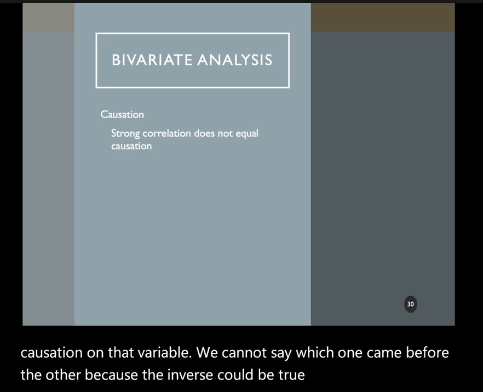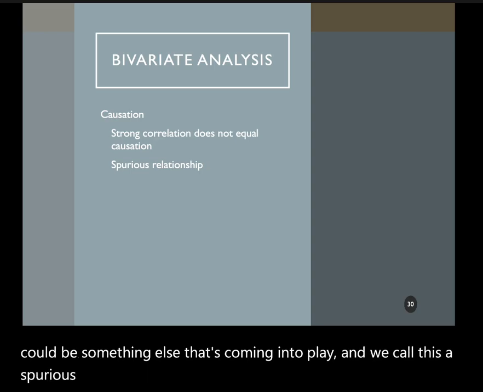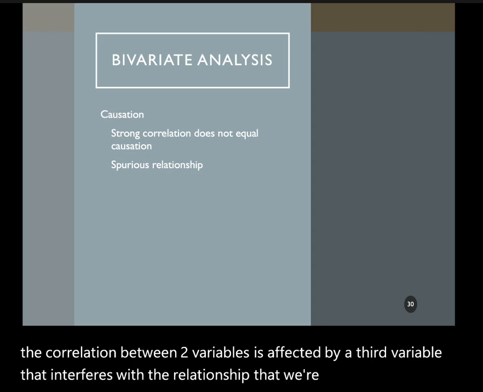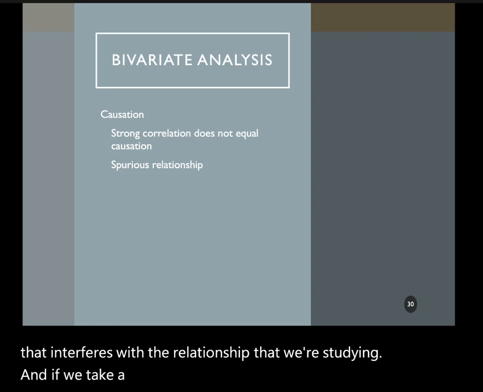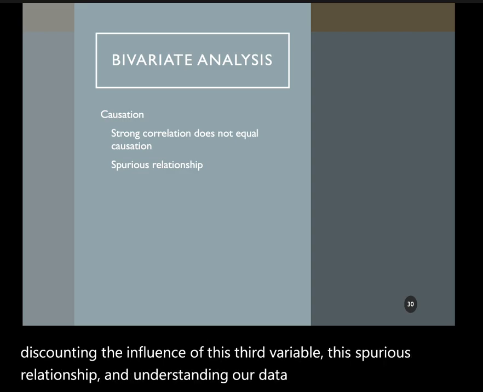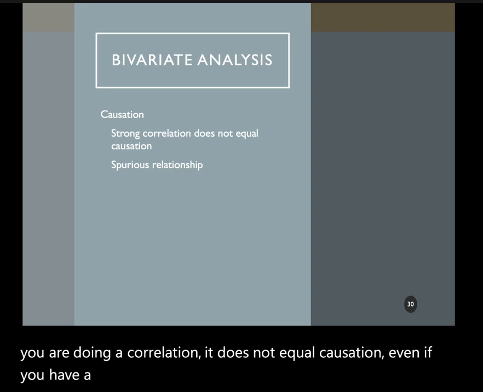And sometimes there could be something else coming into play, and we call this a spurious relationship. A spurious relationship happens when the correlation between two variables is affected by a third variable that interferes with the relationship that we're studying. If we take a correlation and assume causation, we could be discounting the influence of this third variable, the spurious relationship, in understanding our data. So keep in mind that if you are doing a correlation, it does not equal causation, even if you have a high correlation coefficient.